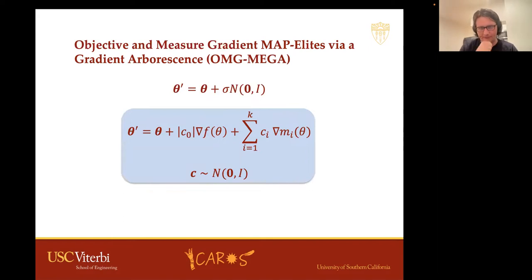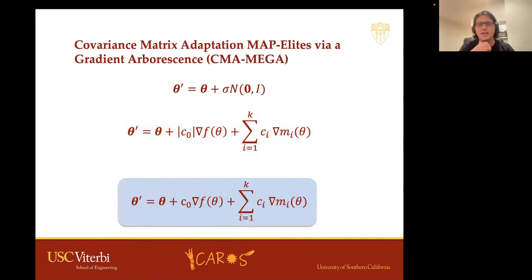We're going to do something very similar to our OMG-MEGA operator, where we sample coefficients that go in front of the objective and measures. We have a similar operator where we have complete control over what direction we move in objective measure space and map that back to parameter space. But we're going to solve for the optimal coefficients with CMA-ES. That's the main trick here. We're basically solving for the optimal direction to move in objective measure space for our current search point.